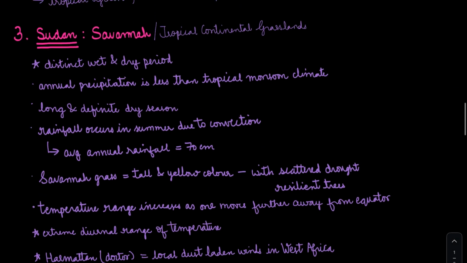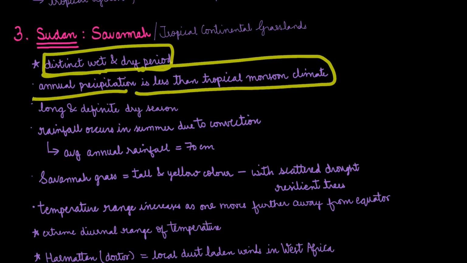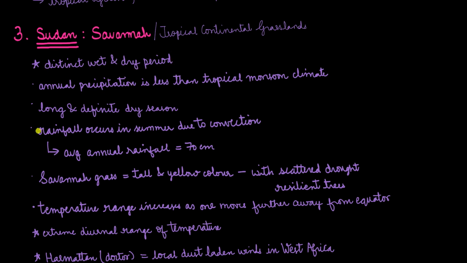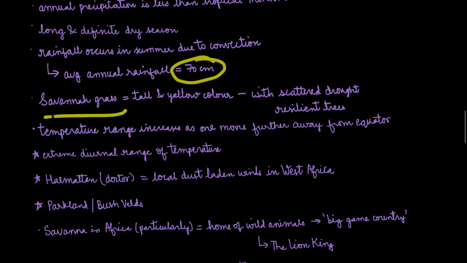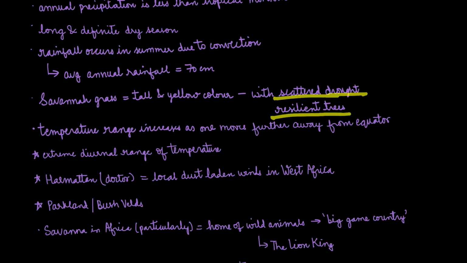Moving on to the Sudan type of climate. Sudan type of climate is also known as savanna type of climate, or the tropical continental grasslands. It has distinct wet and dry periods. Annual precipitation is less than the tropical monsoon climate, and it has a long and definite dry season. Rainfall occurs in summer due to convection currents. The average rainfall is around 70 centimeters. Savanna grasses are tall and yellow in color with scattered, drought resilient trees.